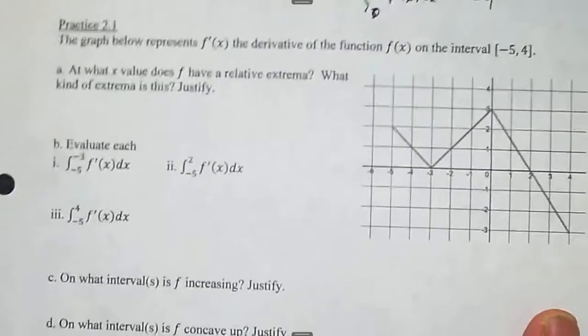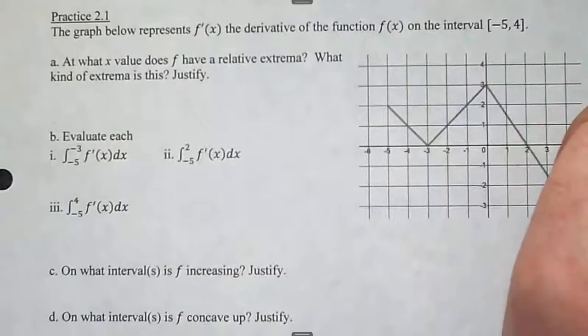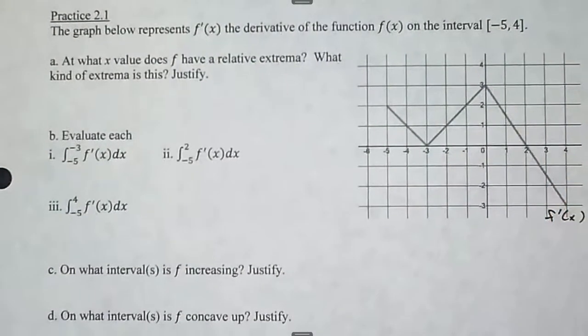All right, I have one practice problem for you to do, but it's got, of course, like 800 parts, even subparts. The graph below represents f prime of x. So this is f prime of x, okay? I want you to find the values of x where f has a relative extrema and tell me what kind they are. Then I want you to evaluate each one of these statements and then tell me on what intervals f is increasing and on what intervals f is concave up. Give it a try now, please.